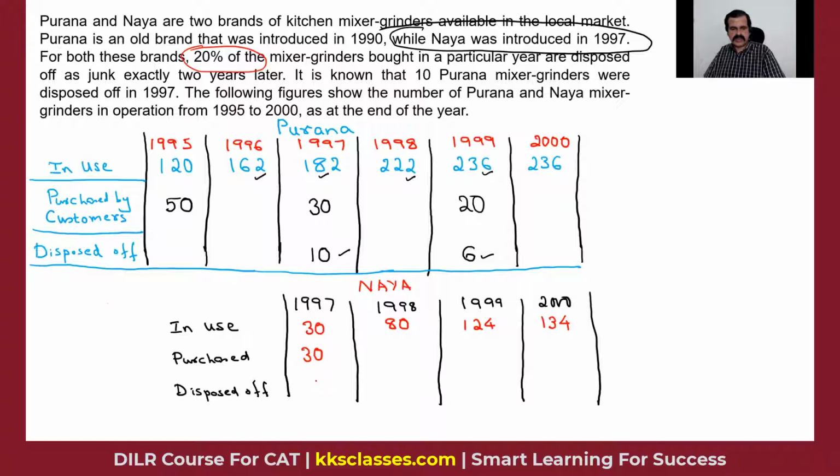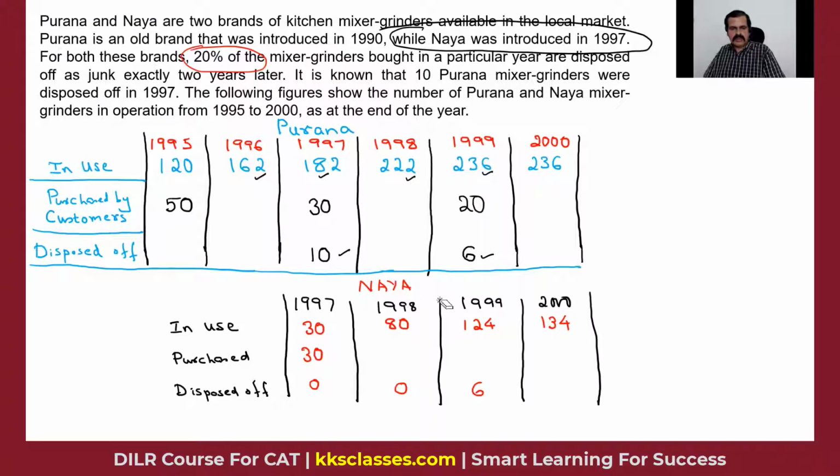So nothing was disposed of here. Nothing was disposed of next year also. Whatever was disposed of is 2 years down the line. 20% of this is 6. Got it? So there's a new brand, started manufacturing in 1997. 30 items in use obviously means a new item into the market. 30 people are using it, means 30 people purchased it. Out of the 30, we know that 20%, that is 6, were disposed of 2 years later, which means that nothing was disposed of the same year in 1997, nothing was disposed of the next year.